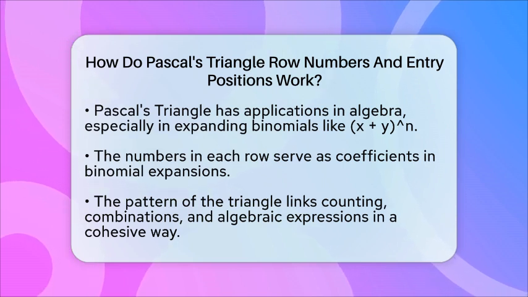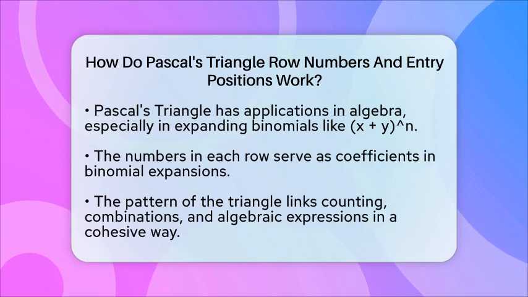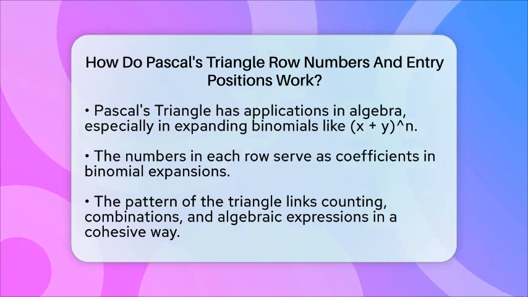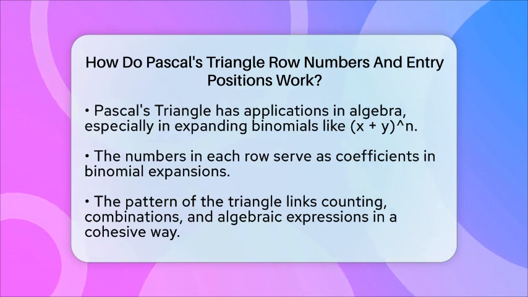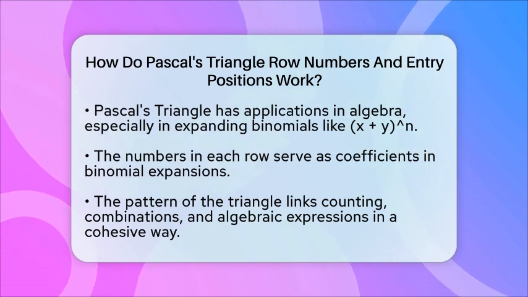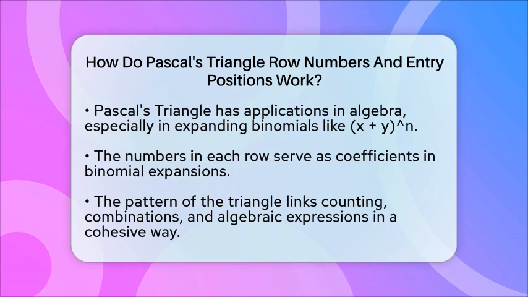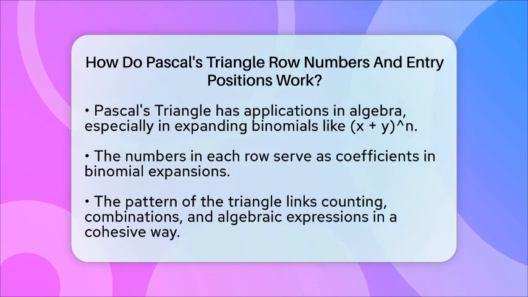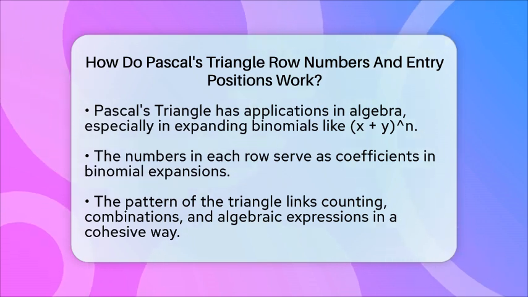In summary, the row number in Pascal's triangle tells you which set of binomial coefficients you are looking at, starting from 0. The position within that row shows the specific coefficient, also starting from 0. You can find each number by using factorials or by adding the two numbers above it. This pattern connects counting, algebra, and number sequences in a beautiful way.